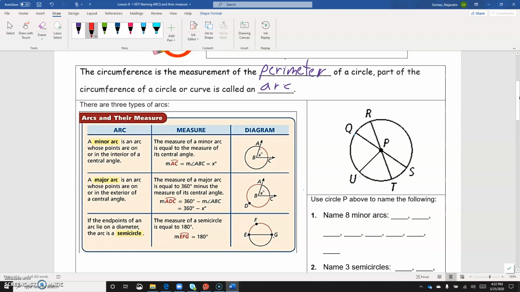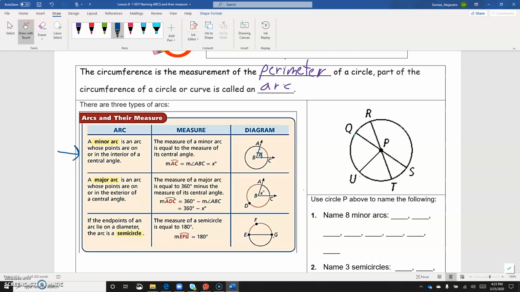Now, we have three different types of arcs. The first one is going to be the minor arc. The minor arc is an arc whose points are on or in the interior of a central angle. So look at the diagram over here. The central angle is the angle created right there in the center. From the center of the circle, two radii make a central angle, which is x.